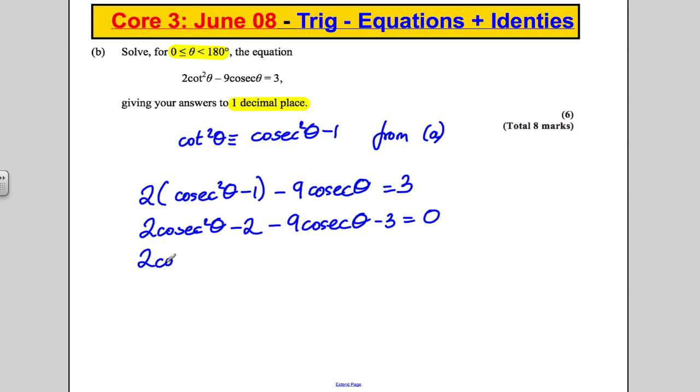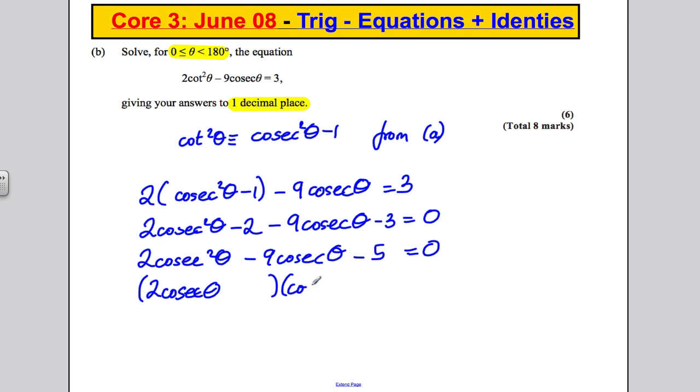And tidying up, we get 2 cosec squared theta subtract 9 cosec theta subtract 5 is equal to 0. Just change that to 5 here. Can we factorise this? Well, yes we can. This factorises fairly easily into 2 cosec theta subtract 5 and plus 1 is 0.